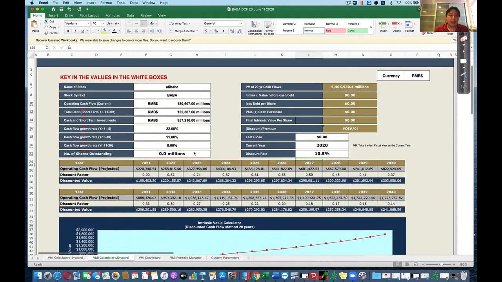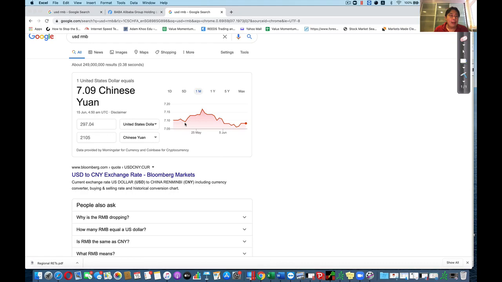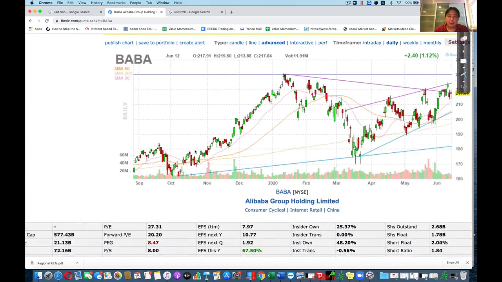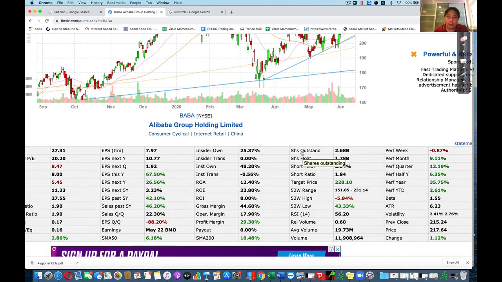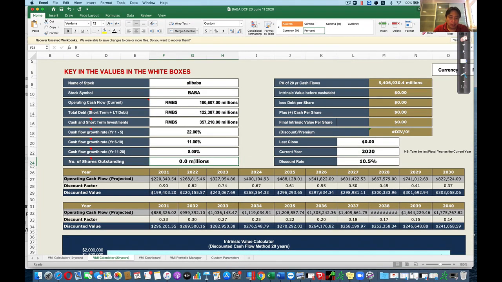There we go. Next, how many shares are there? What are the shares outstanding? Right now we're looking at the US listed ADR shares. So how many shares are there? We can go to Yahoo Finance or Finviz to check it out. Let's go to Finviz, and from Finviz you can see shares outstanding over here, 2.68 billion shares or 2680 million shares. Punch it in. There we go.